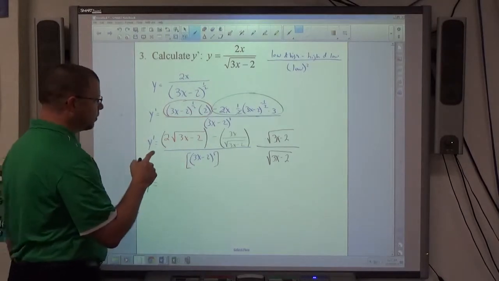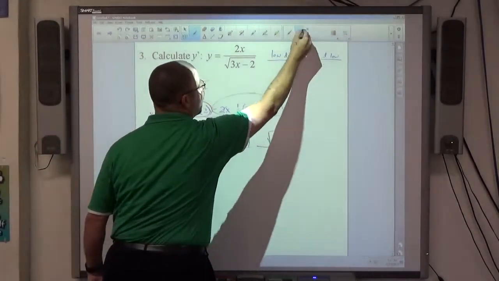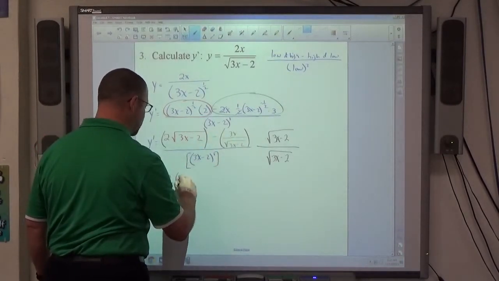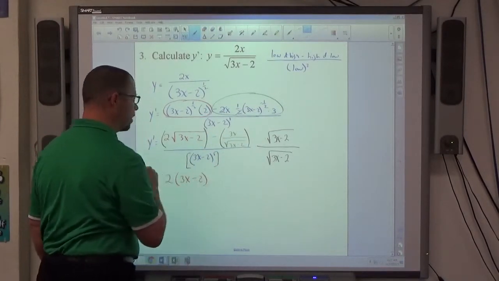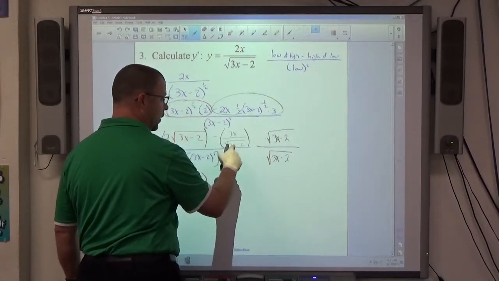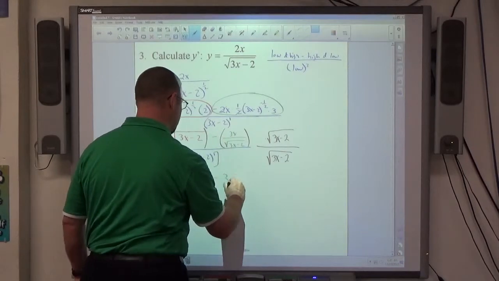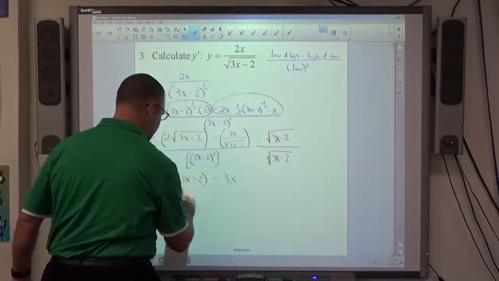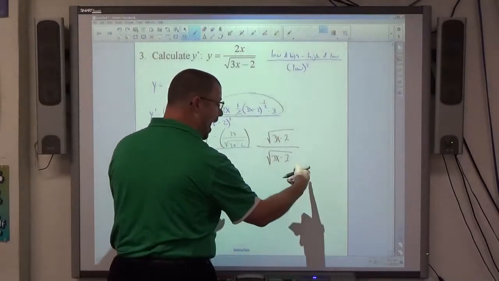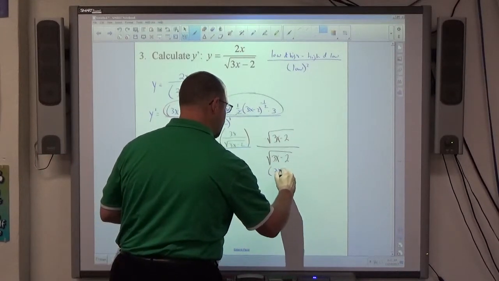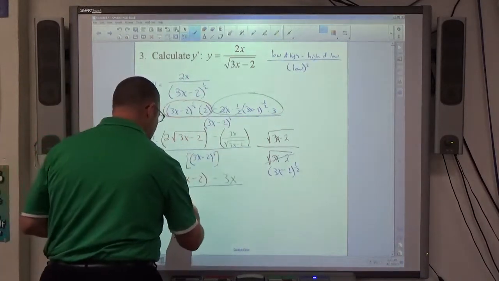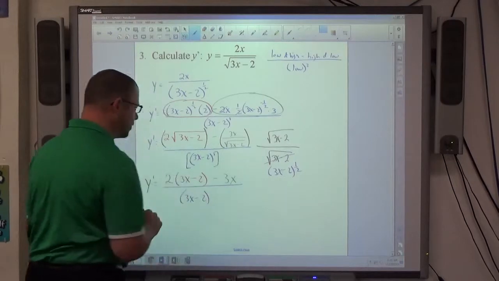Okay, so if I do this multiplication, the red term times the square root. So 2 is 2. The square root of 3x minus 2 times the square root of 3x minus 2 just makes 3x minus 2. Moving on to the green term. The square root of 3x minus 2 cancels the square root of 3x minus 2, leaving me with minus 3x. And the blue term, 3x minus 2 to the first. This is 3x minus 2 to the half.